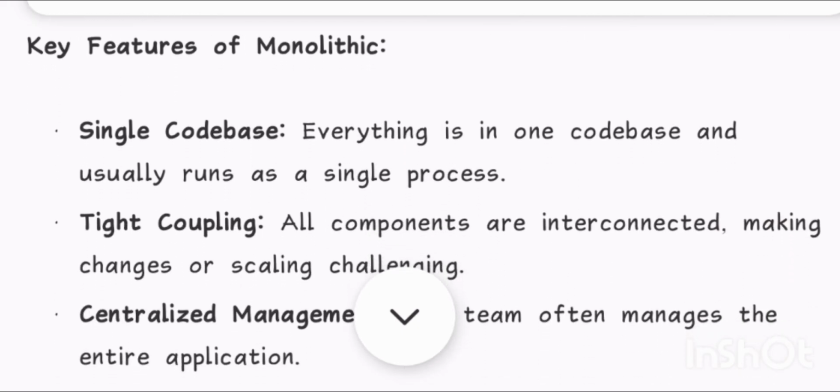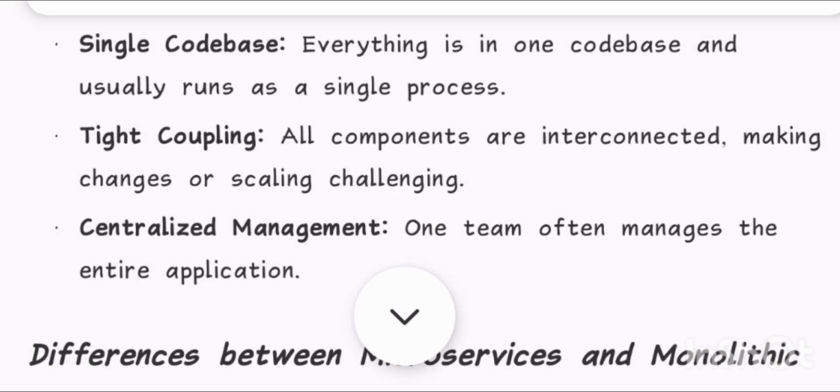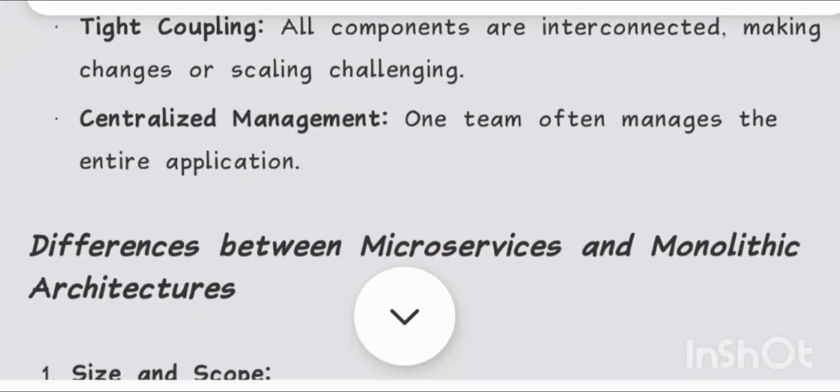Key features of monolithic. Single code base. Everything is in one code base and usually runs as a single process. Tight coupling. All components are interconnected, making changes or scaling challenging. Centralized management. One team often manages the entire application.